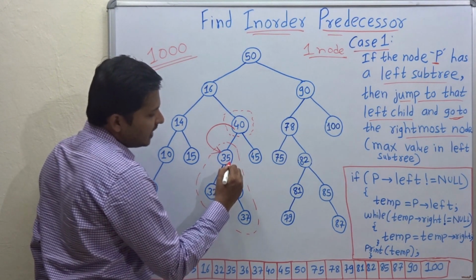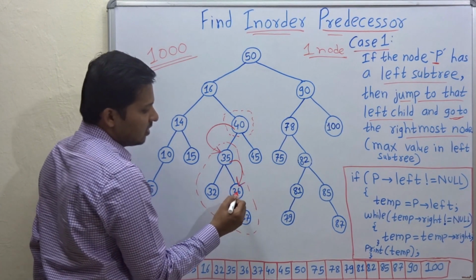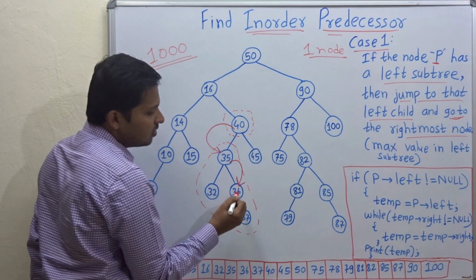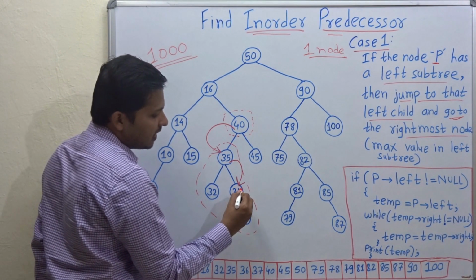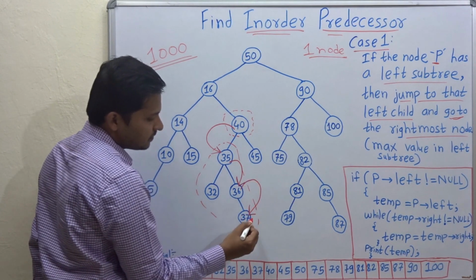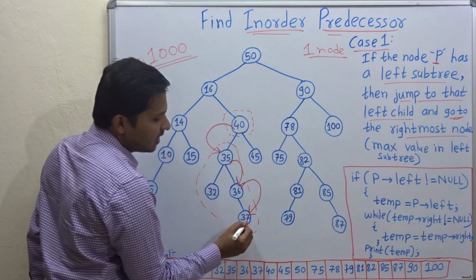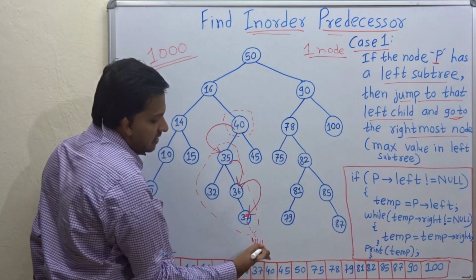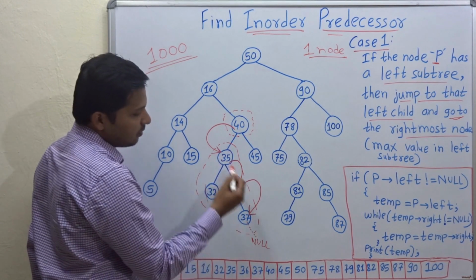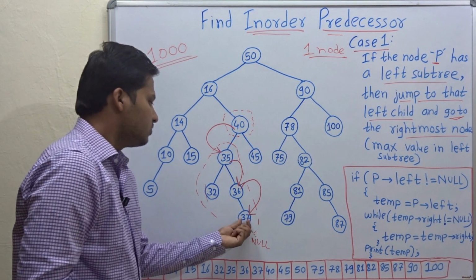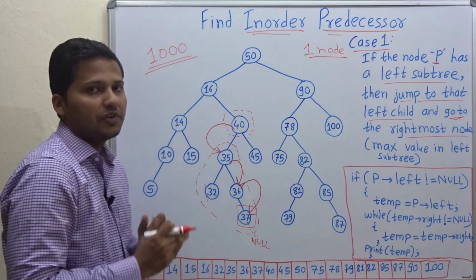So let's go to the right child of 35. Yes, we came to 36. But is this the rightmost node? No, because its right child is not null. So again let's go to that right child. Now is this the rightmost node? Yes, because its right child is null, meaning this is the rightmost node in this subtree. So this node, that is 37, is the in-order predecessor for 40.